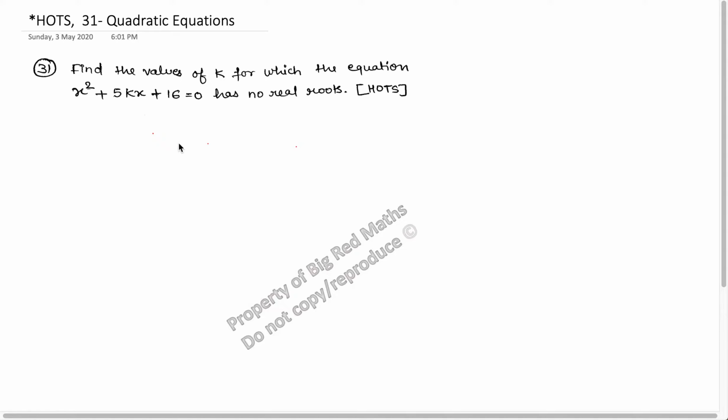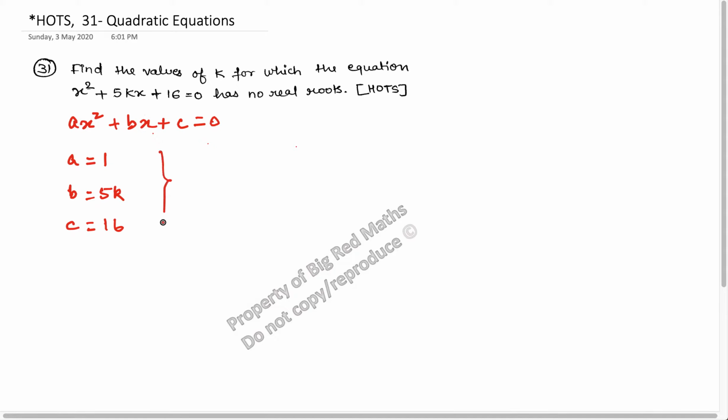The question says find the values of k for which the equation has no real roots. If I compare this to the standard form of a quadratic equation, which is ax square plus bx plus c equal to 0, comparing the coefficients of x square, x and the constant term, I get a equal to 1, b is equal to 5k, and c is equal to 16.